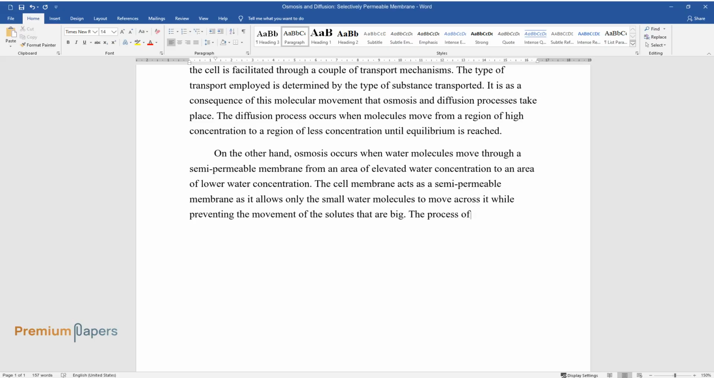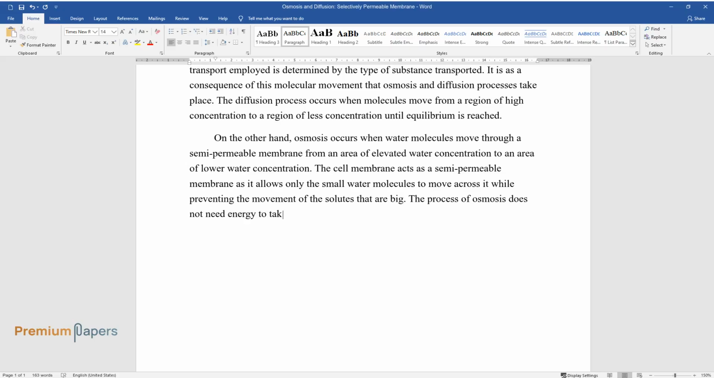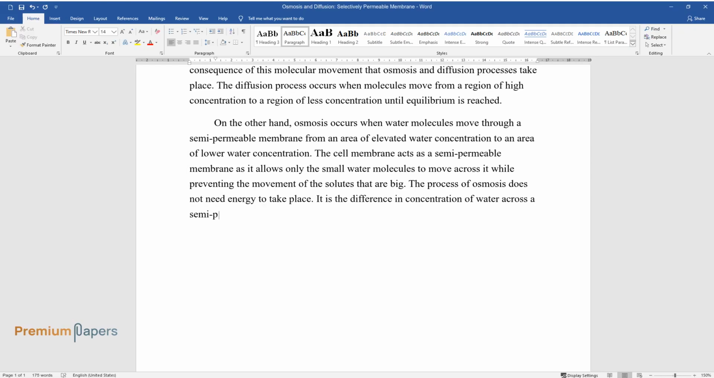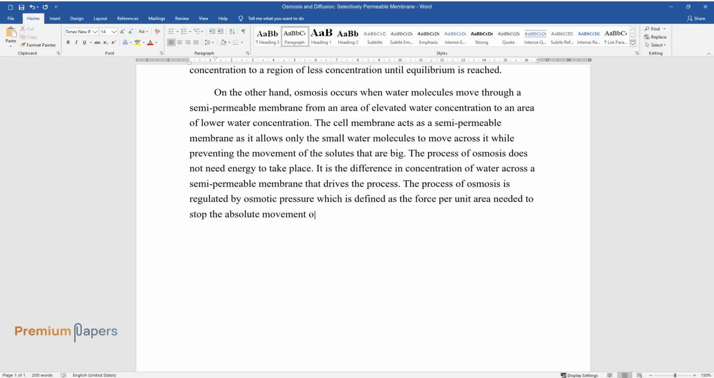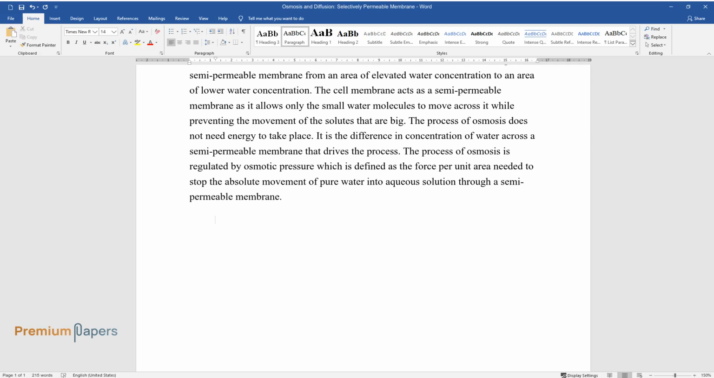The process of osmosis does not need energy to take place. It is the difference in concentration of water across a semi-permeable membrane that drives the process. The process of osmosis is regulated by osmotic pressure, which is defined as the force per unit area needed to stop the absolute movement of pure water into aqueous solution through a semi-permeable membrane.